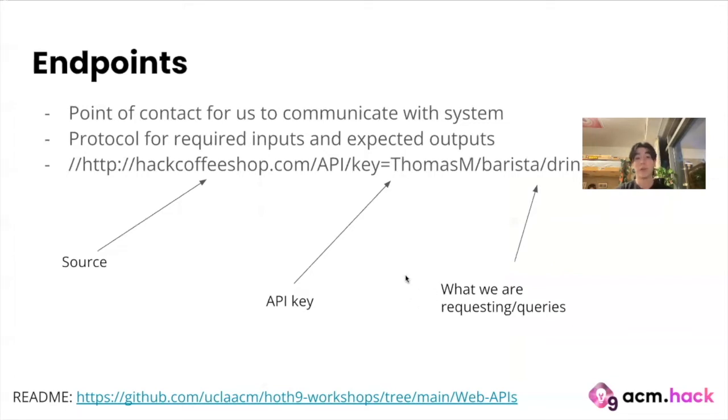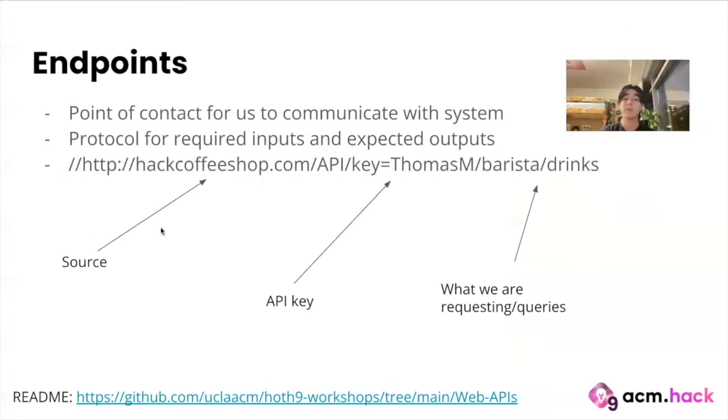The next thing is endpoints, and endpoints are basically our point of contact for talking to these APIs. Different APIs will have different protocols for what they're expecting in their endpoints, but they all generally come in the form of a link. This is a basic idea of what an endpoint would look like. Sometimes they need specific queries, different inputs, different outputs.